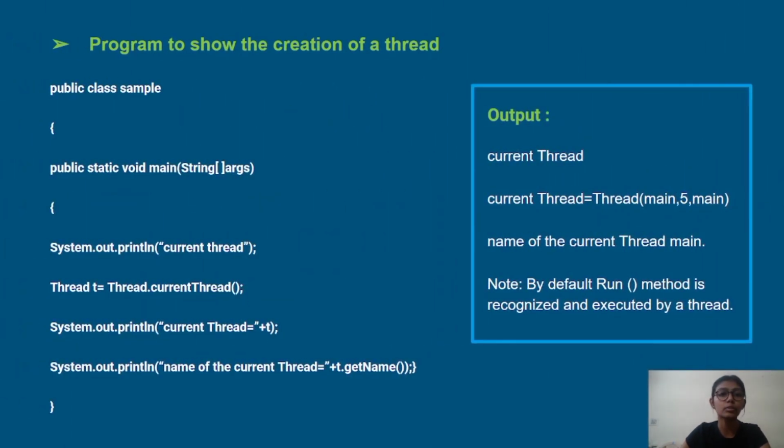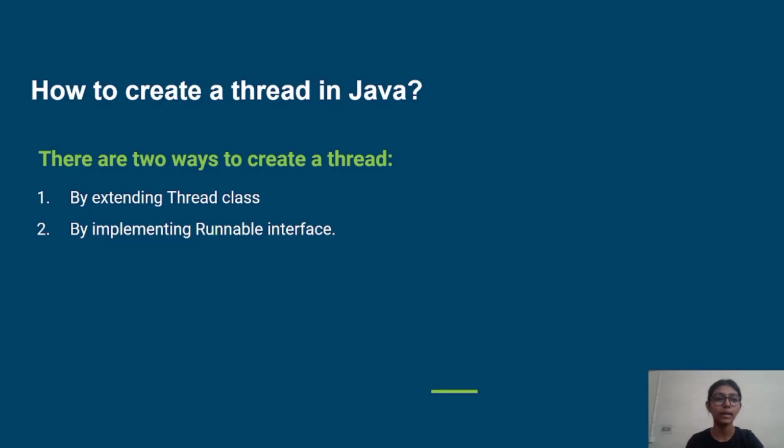So, the program to show the creation of a thread. This is a simple program of creating a thread. In this program, we have created a class named Sample and followed the steps which we have discussed earlier. currentThread is a static method in the Thread class, so we can call it as Thread.currentThread. And here is the output of this program. One thing to keep in mind: by default, the run method is recognized and executed by the main thread.